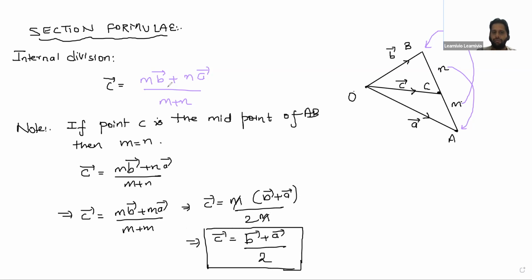If C is not the midpoint and the ratio is given, then you can use this formula: C is equal to (mB plus nA) by n plus m. It is similar to the one you have done in coordinate geometry. Please note this down. Raise your hands once it is done, then we will start the question.